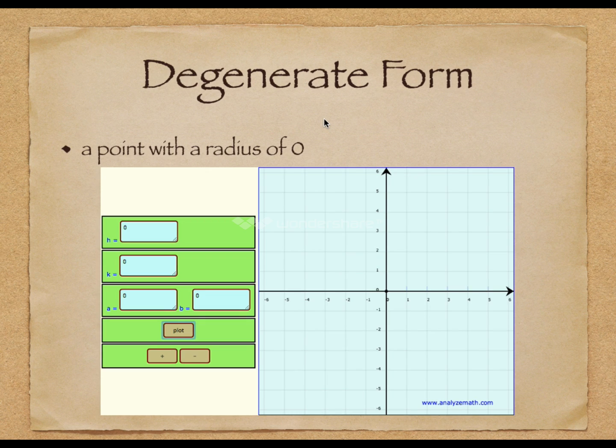And the degenerate form of an ellipse is just a point with a radius of 0. So when all 4 of the parameters have a value of 0, we only get a point here.